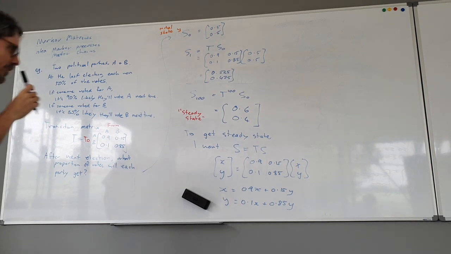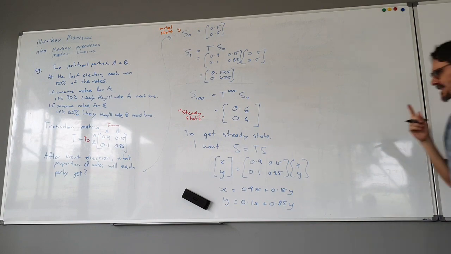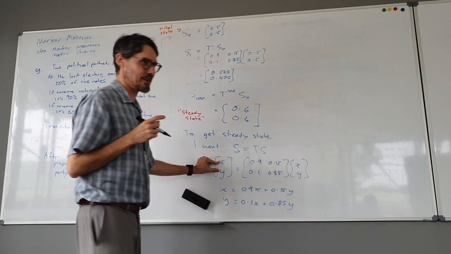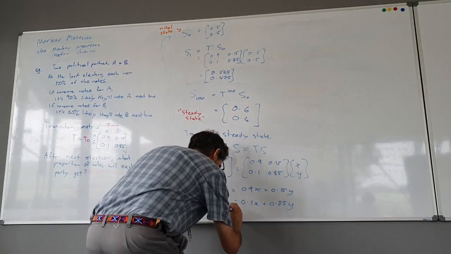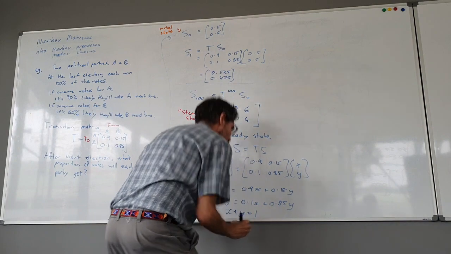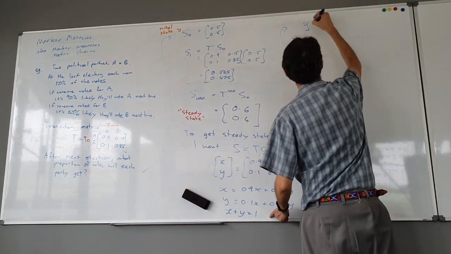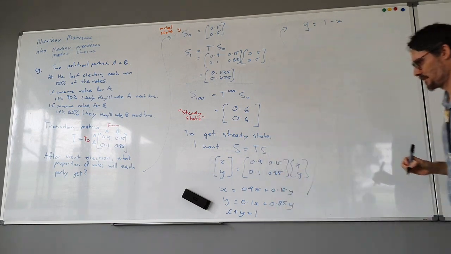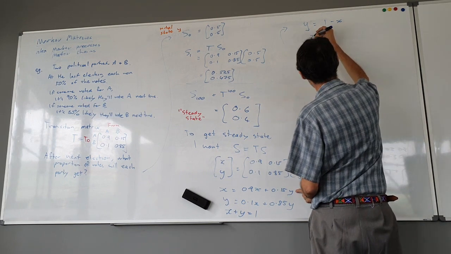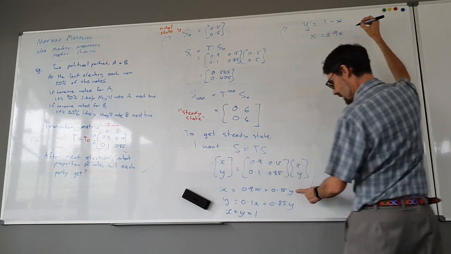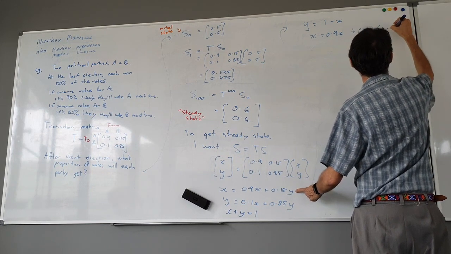But you need a little bit more information. What do these two numbers have to add up to? Wouldn't it be 1? X plus y equals 1. Okay, now we can solve by going, y is 1 minus x. Plug it in. X equals 0.9x plus 0.15 times 1 minus x.